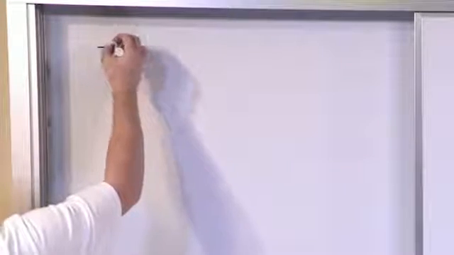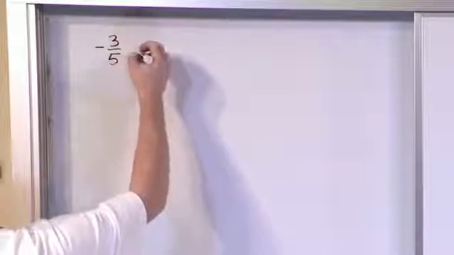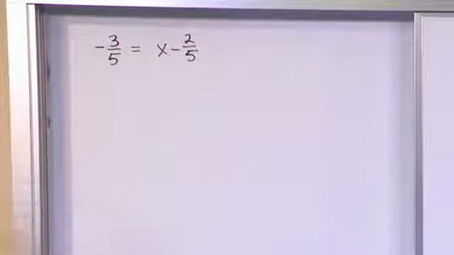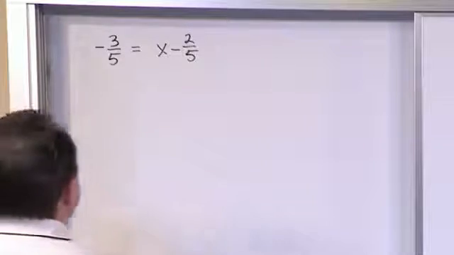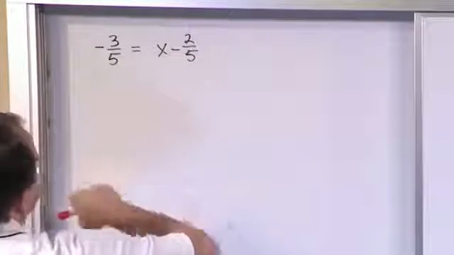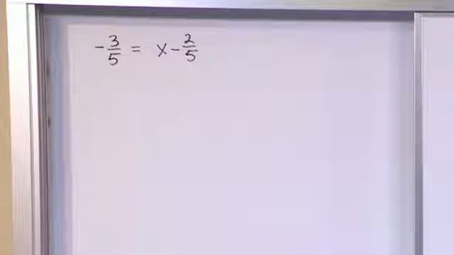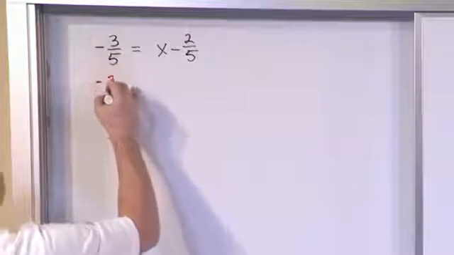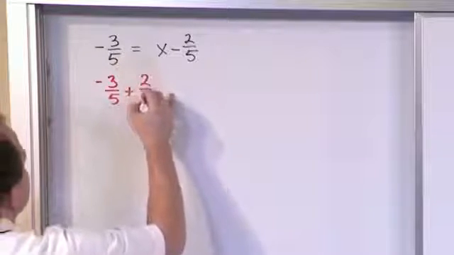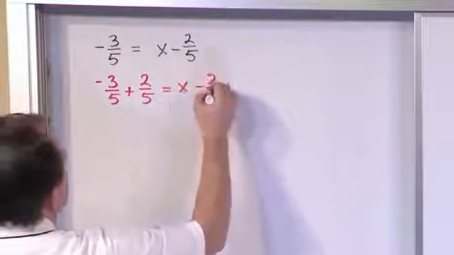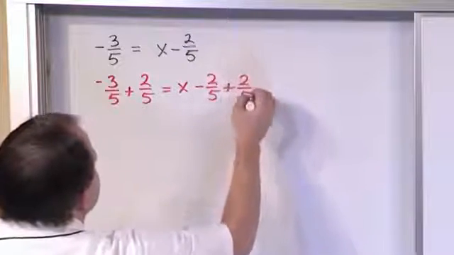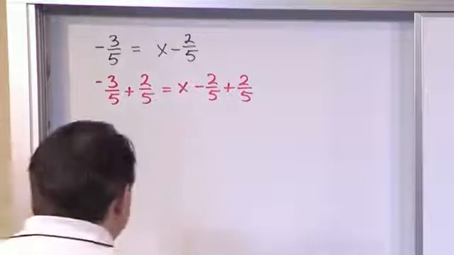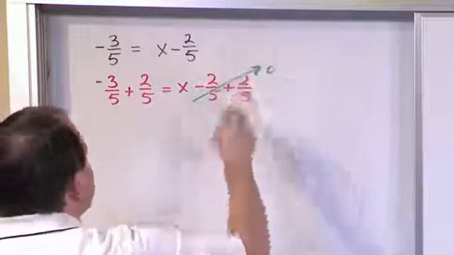So what if we have negative 3/5 is equal to x minus 2/5? Again, we're trying to get x by itself. On the right-hand side, we have minus 2/5. We have to add 2/5 to both sides to clean this out over here. So on the left, we'll have negative 3/5, and we're adding 2/5 to the left, and we're adding 2/5 to the right. We're doing the opposite of subtraction. We're doing addition to get rid of it. And the reason we're doing that is because this is going to disappear. It's going to go to 0.